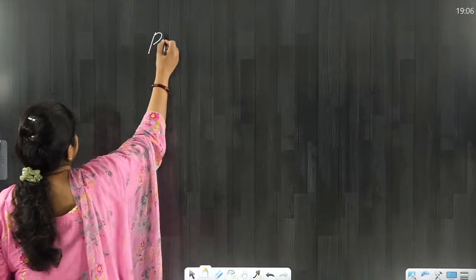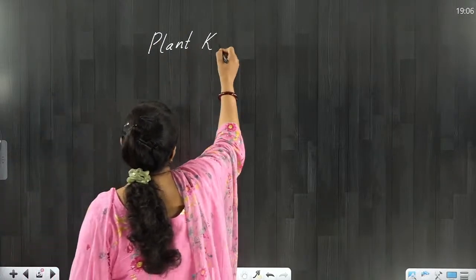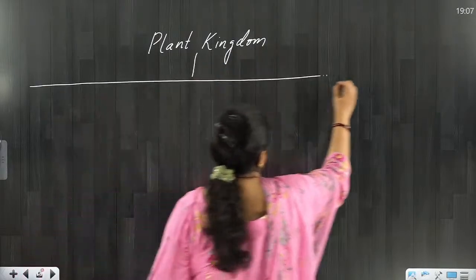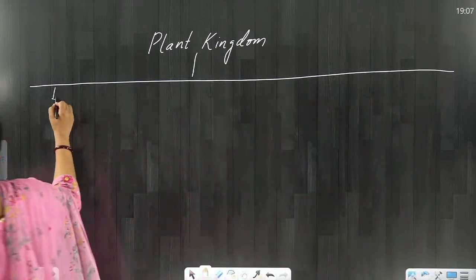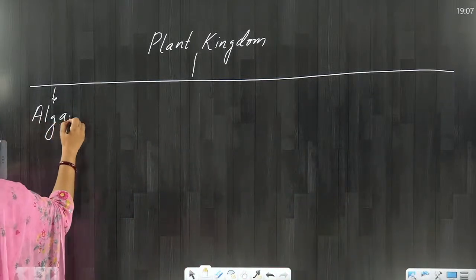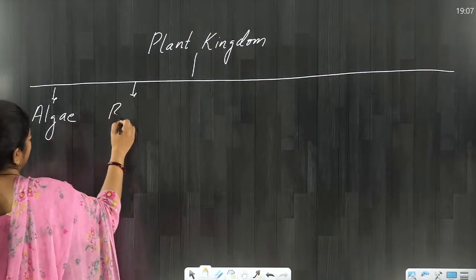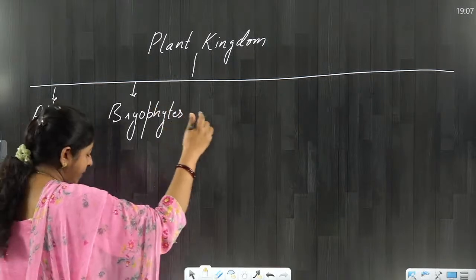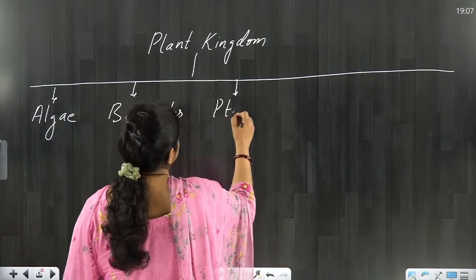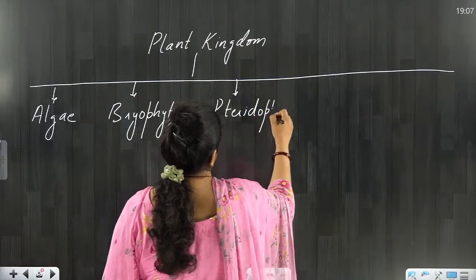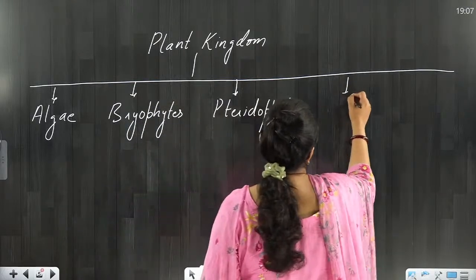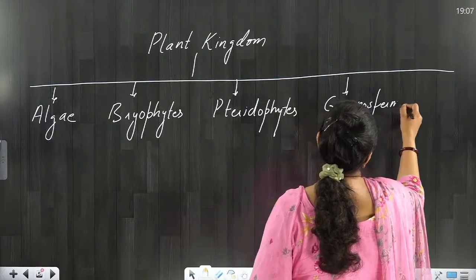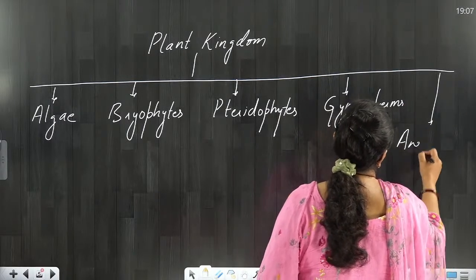Under the plant kingdom, the 5 divisions are: number 1, Algae, then Bryophytes, then Pteridophytes, Gymnosperms, and last is the Angiosperms. Fine.